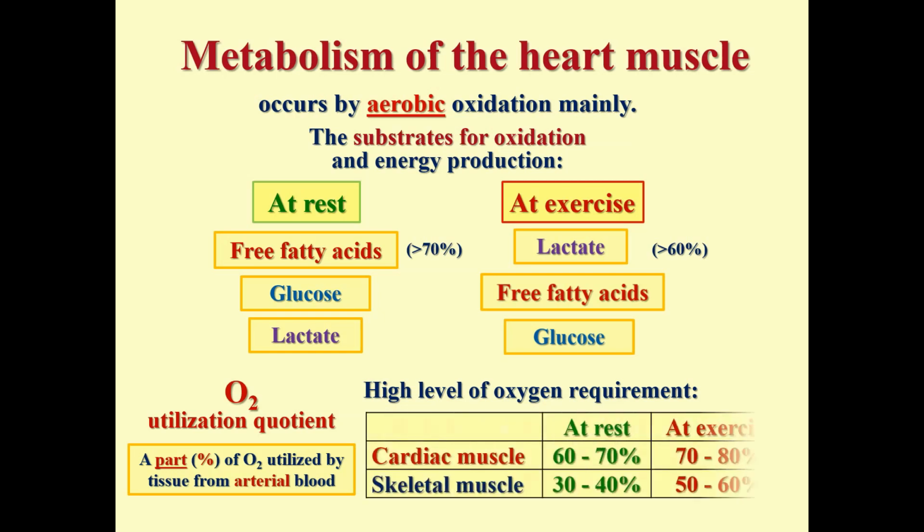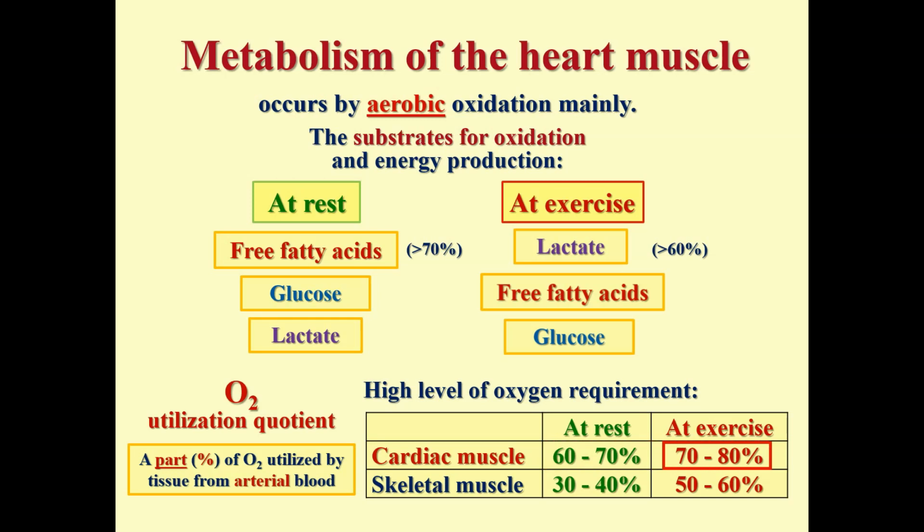But look at these values. For comparison, you can see here skeletal muscle and cardiac muscle both. At rest, skeletal muscle uses about 30–40% of oxygen from the arterial blood. And at exercise, it can increase from 40 up to 50 and 60 maximally. But cardiac muscle, even at rest, has oxygen utilization of minimally 60%, which is the maximum for the body as a whole and for skeletal muscle separately. So when activity increases, this percentage becomes even higher, up to 80%.